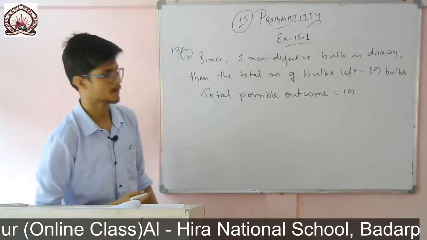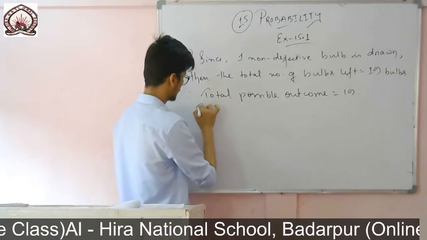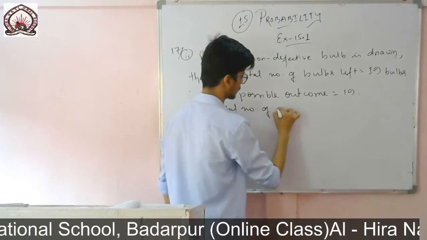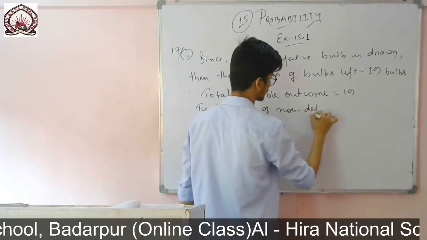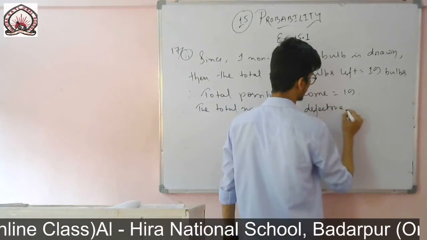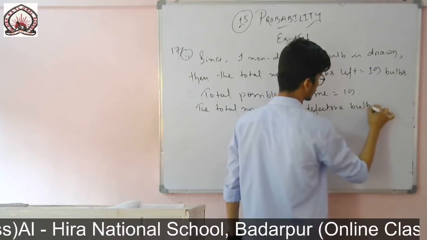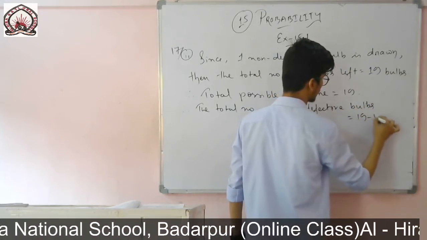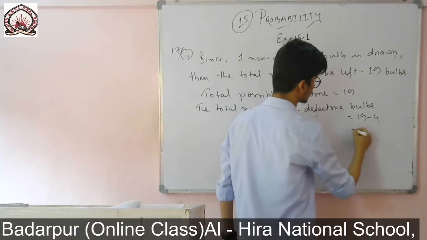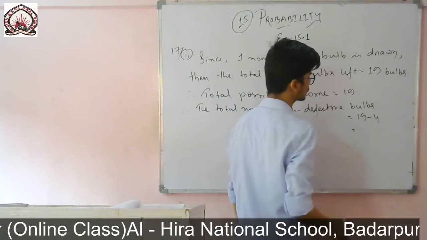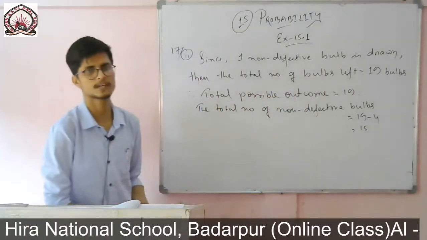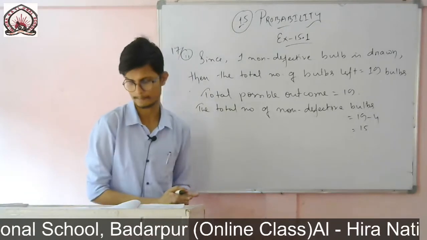And the number of non-defective bulbs: therefore, the total number of non-defective bulbs is equal to 19 minus 4. 4 bulbs are defective, so if I simply remove these 4 bulbs, then the remaining bulbs will be the good ones. So that means 15. So there are 15 non-defective bulbs, that means 15 good bulbs are there.